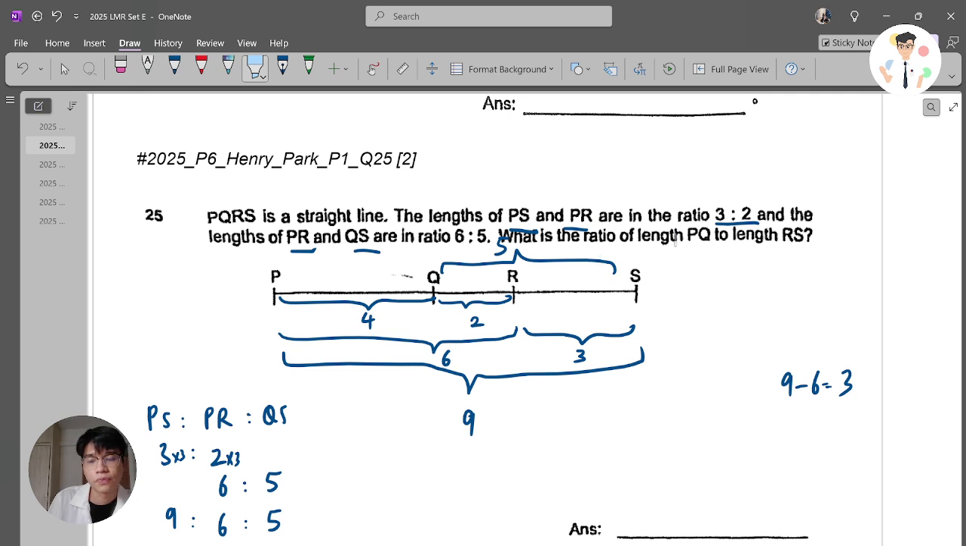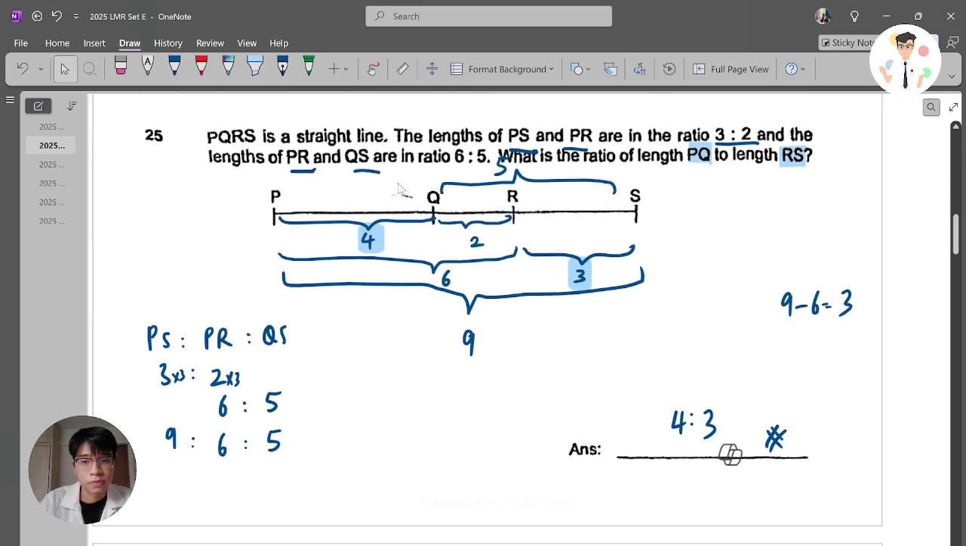The question: what's the ratio of the length PQ to RS? PQ is 4. RS is 3. Then 4 to 3. Done already. I think it's kind of simple. It's a very simple and normal question, but when it is put this way, if you are not really well versed in this kind of question, it will be slightly challenging. But anyway, I think it's quite good. Let's move on to our next question.